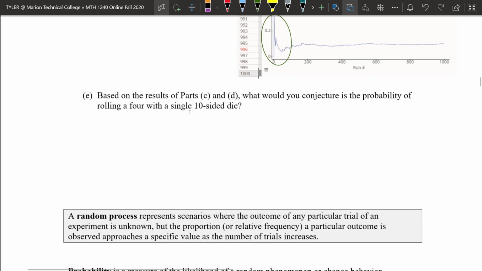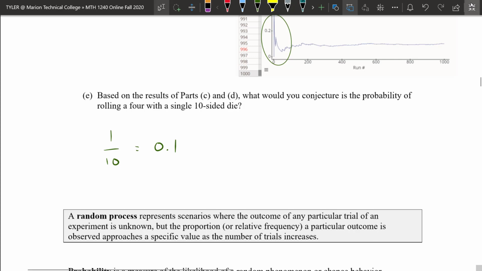Then it says, based on the results of part C and D, what would you conjecture is the probability of rolling a 4 with a single 10-sided die? Rolling a 4 on a single 10-sided die would be 1/10, because there's one 4 out of 10 options. So in other words, 0.1.